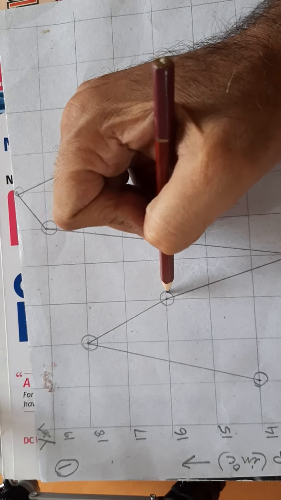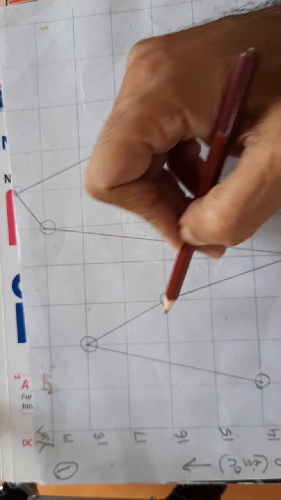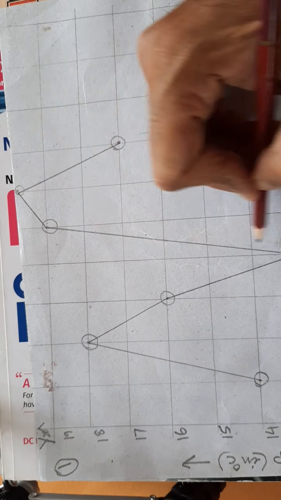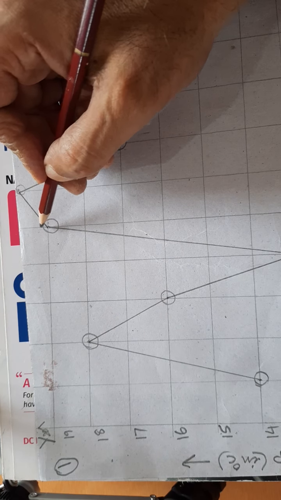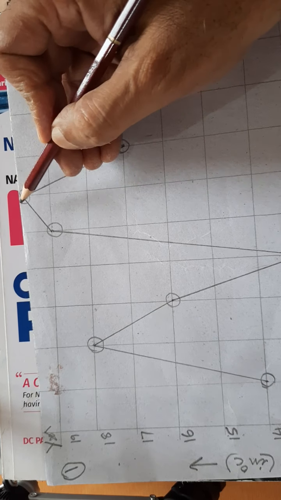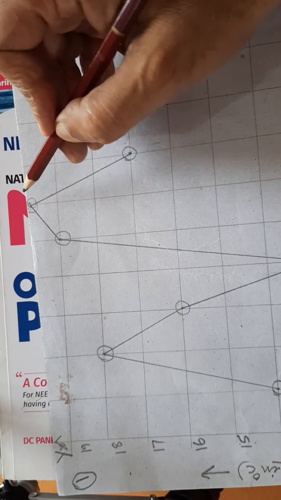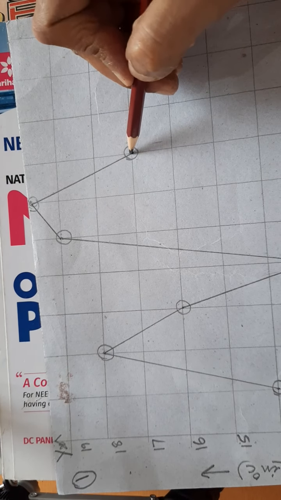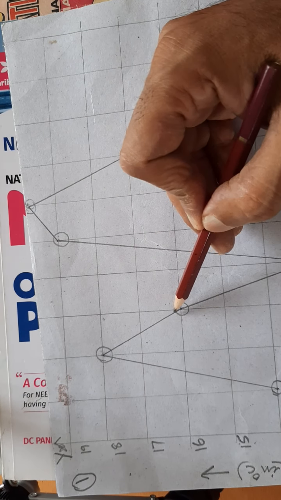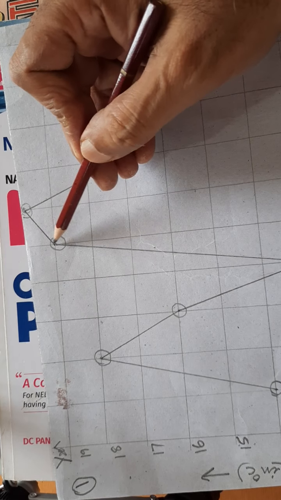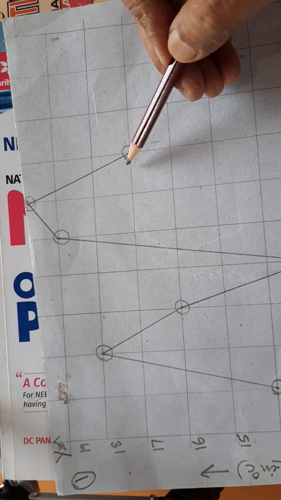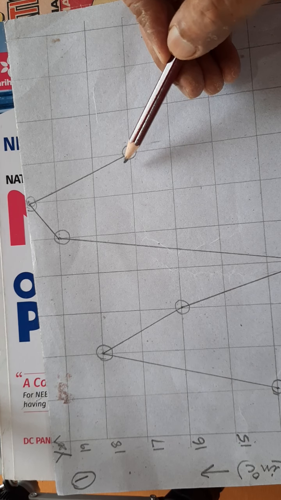Next, this point to this point with the help of ruler. This point to this point, join. This point to this point, join with the help of ruler and pencil, not freehand. This point to this point, and last, this point to this point. This line shows the graph of 7 days of the temperature at 12 noon in Delhi in the month of October.